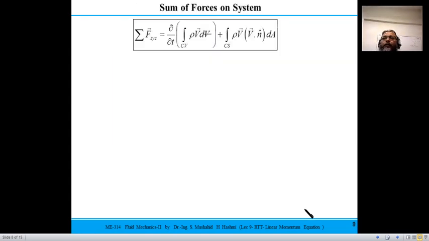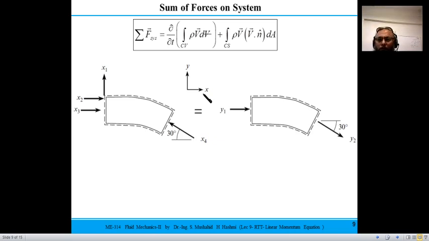So let's start with the sum of the forces that is actually acting on the system. We are talking about only the first left hand side of this momentum equation. So just take an example. We have a control volume, and x1, x2, x3, x4 are different forces acting in different directions. What we can do is take the resultant, and work out the sum of the forces in x, or the sum of the forces in y.